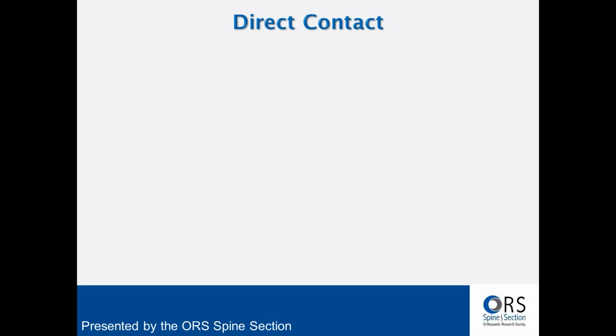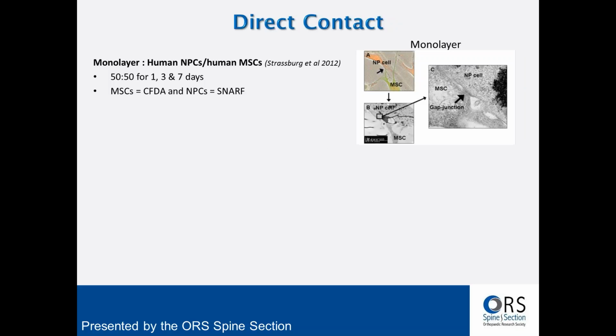So for direct contact studies, monolayer cultures of stem cells labeled with CFDA and NP cells with SNARF were carried out, and the formation of gap junctions between the cells assessed, as shown in the figure here.